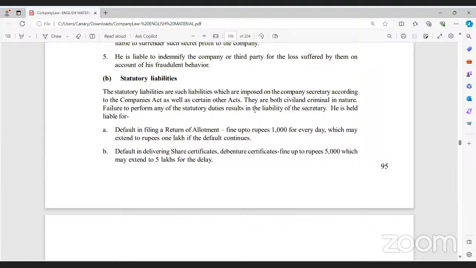So now coming to the statutory liabilities. What are the statutory liabilities? Actually, what we said is, he is the one who should know all the legal compliances of different acts and make sure that the firm observes all those legal compliances, and the provisions are observed wherever required, right?